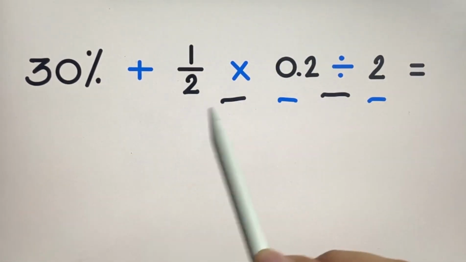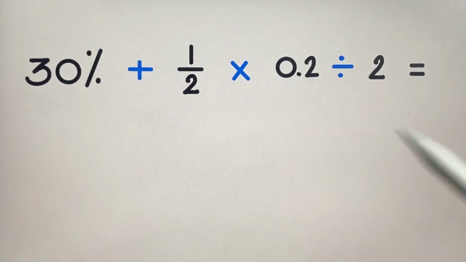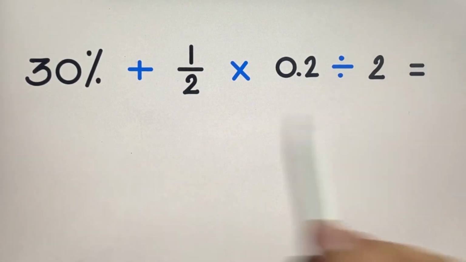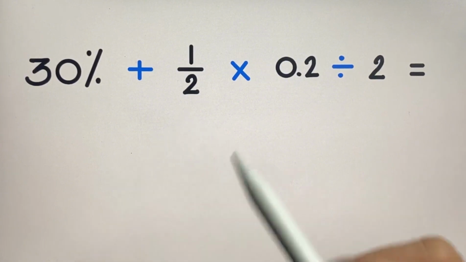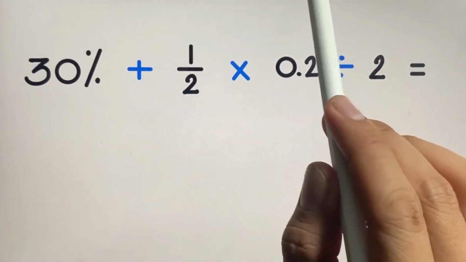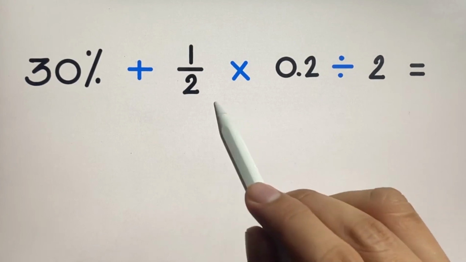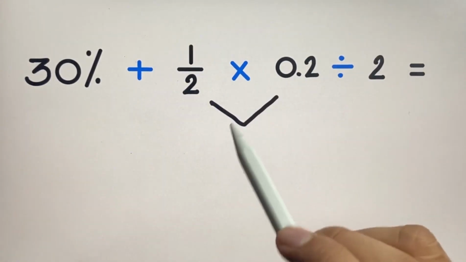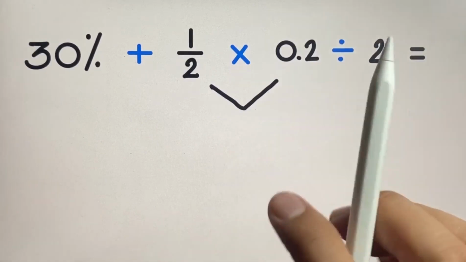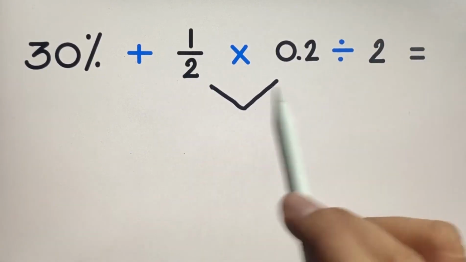So to proceed with this one, we have to understand first that we are going to put this under the rulings of PEMDAS. So the first thing that we're going to solve here is the multiplication from left to right. This one under PEMDAS is what we're going to solve first. So that would be 1/2 multiplied by 0.2.